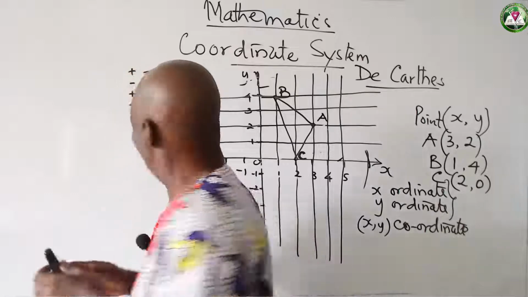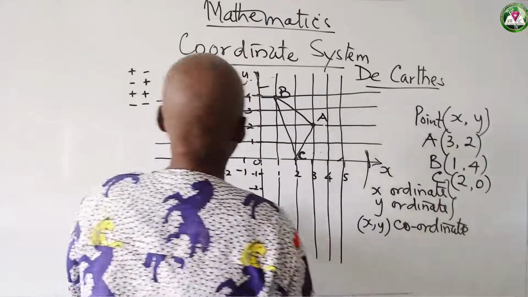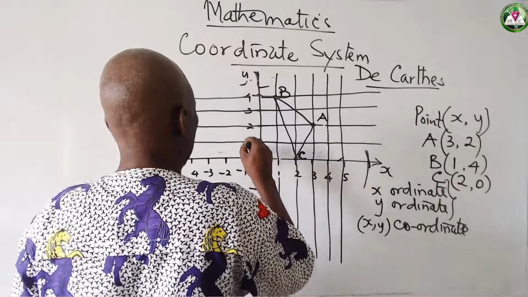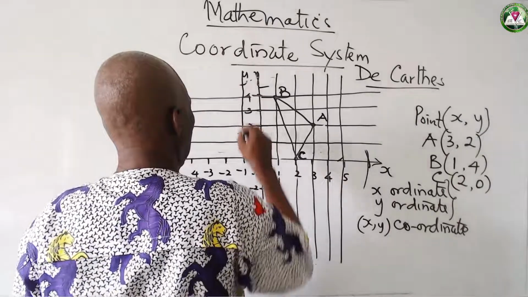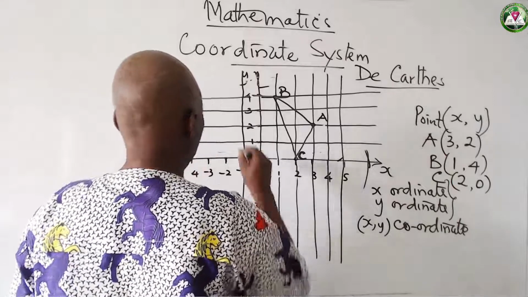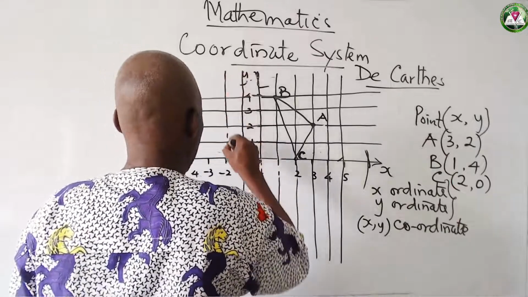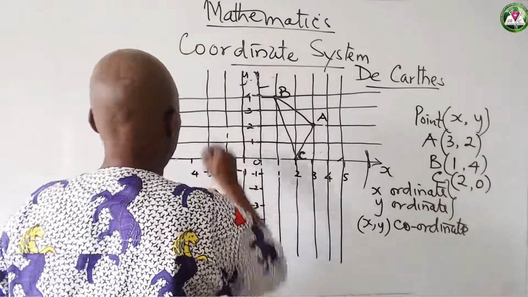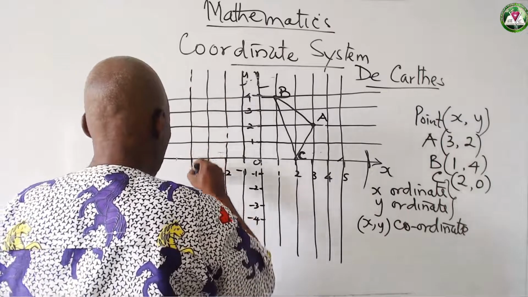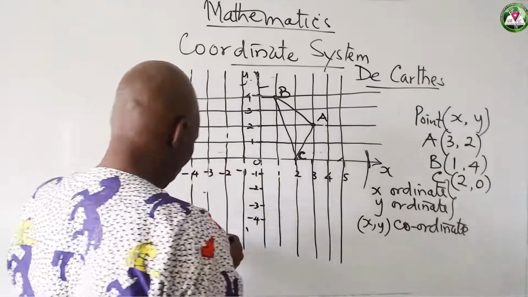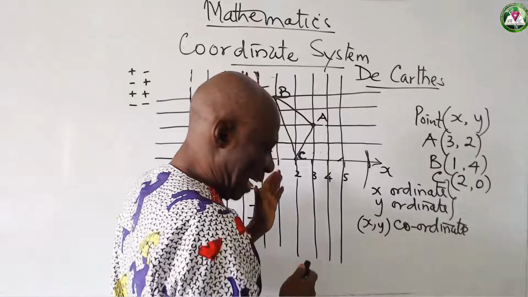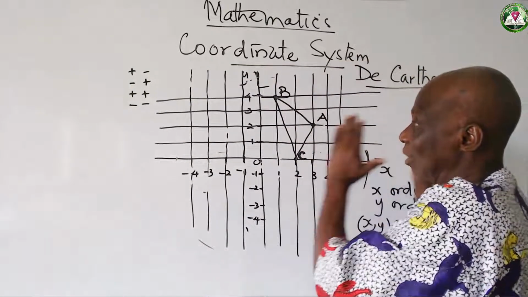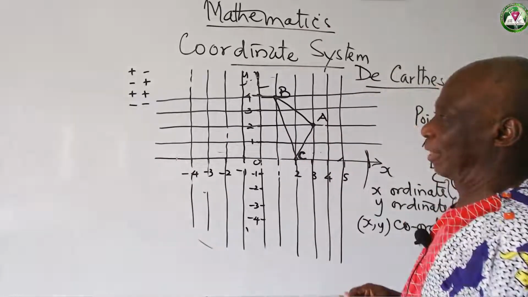Now, let's finish the left-hand side. It doesn't mean that every diagram will be on the right. No. It can also be on the left-hand side. So on the left-hand side, this line that is going through x equal to -1, everything along that line, this other one, x equal to -2, this other one, x equal to -3, this other one, x equal to -4. So these are the lines. As we had on the right-hand side, so are we having on the left-hand side.